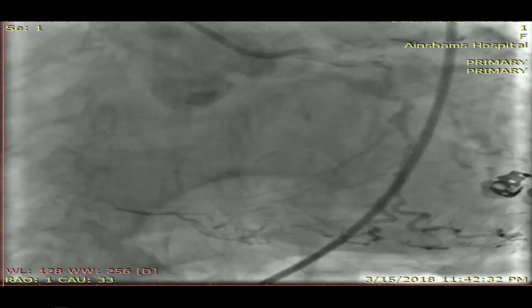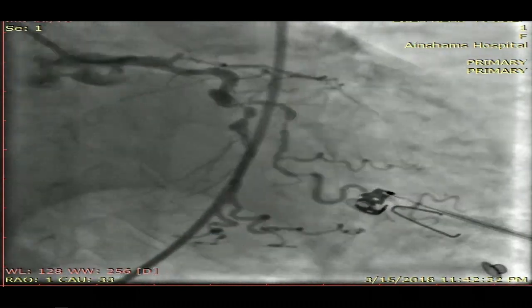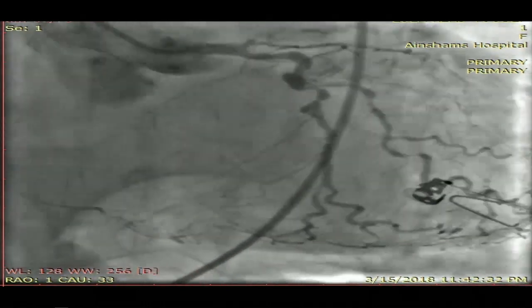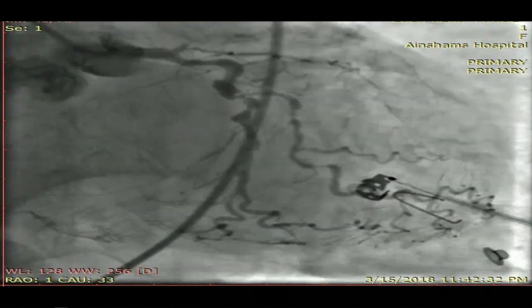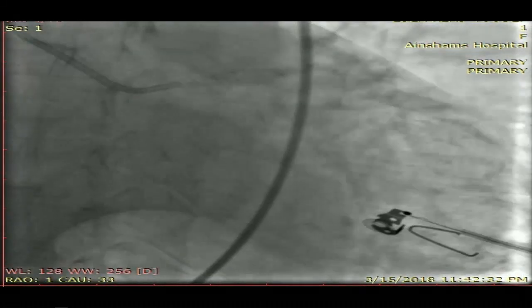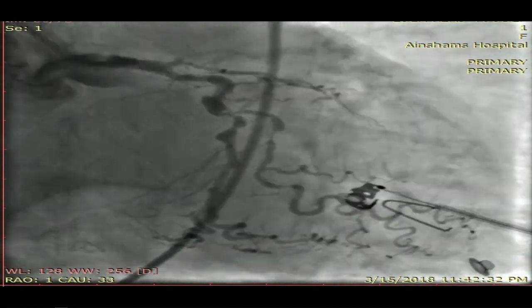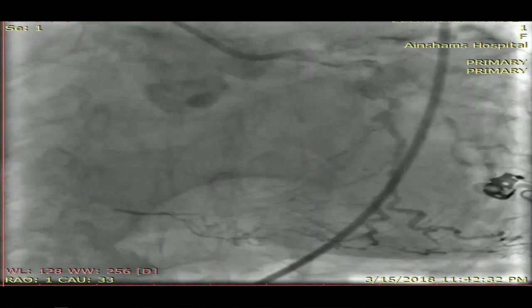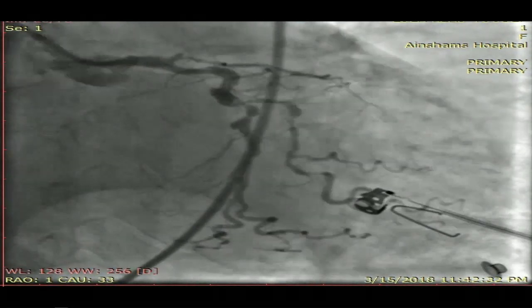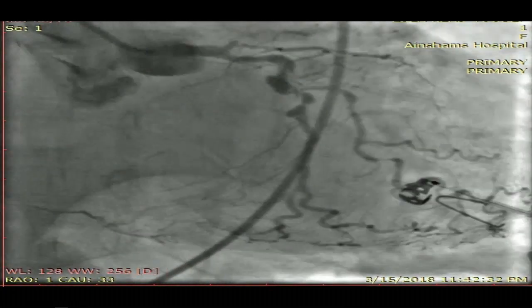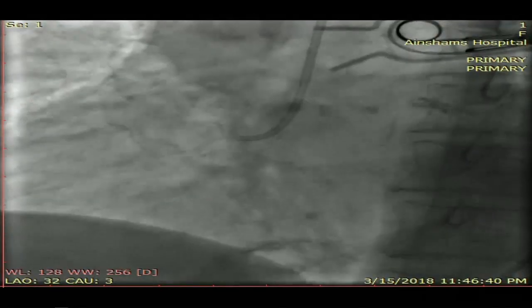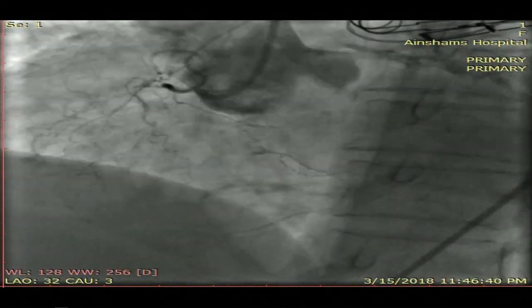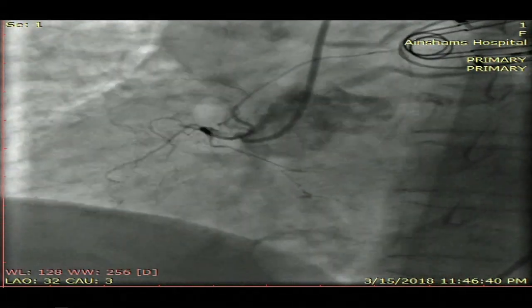Here is the left system. It shows total occlusion of the LAD with extensive calcium, some dilatations and aneurysms in the circumflex with a diffusely diseased vessel, and the RCA fills retrogradely. These are other projections. The RCA showed CTO and fills retrogradely from the left system.